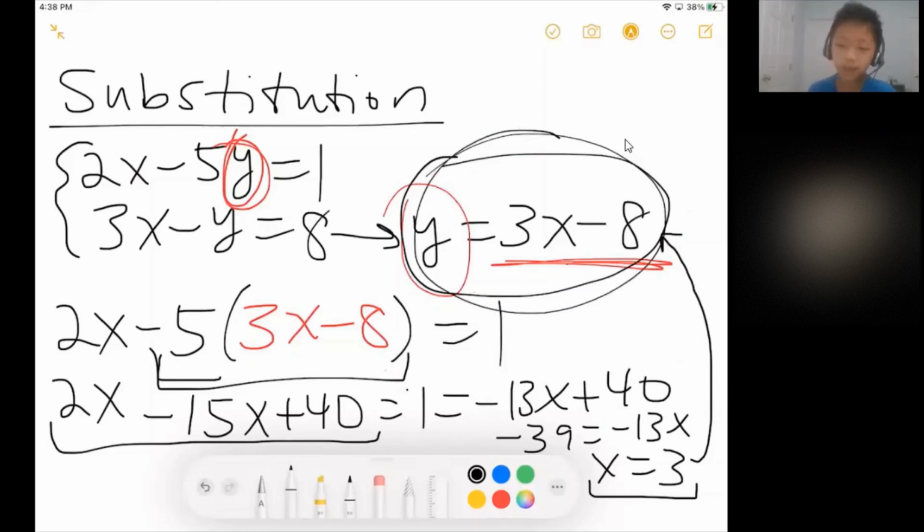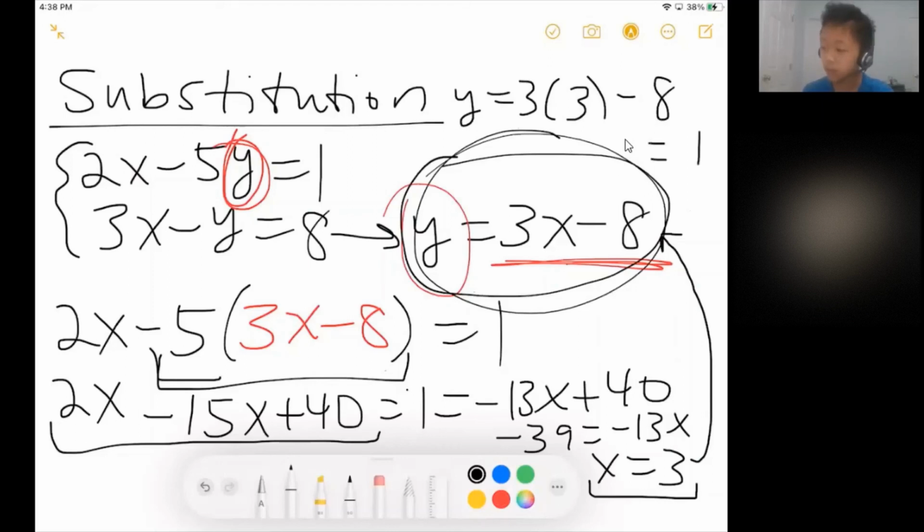So if we substitute x equals 3 into that equation, we would have y is 3 times 3 because we found x is 3. So 3 times 3 minus 8. So you get y is equal to 1. So that's our solution: x equals 3, y equals 1.